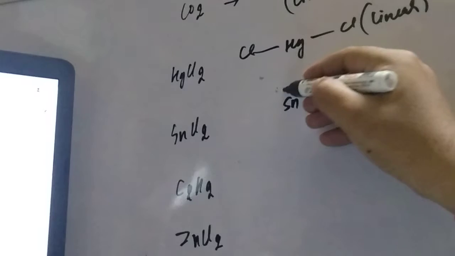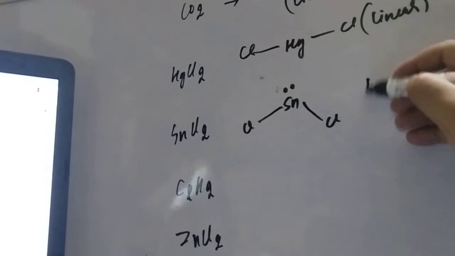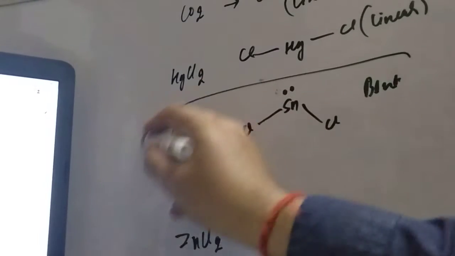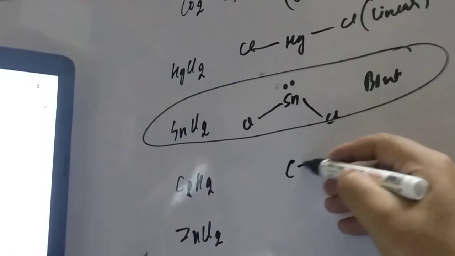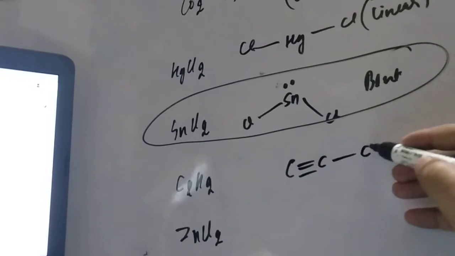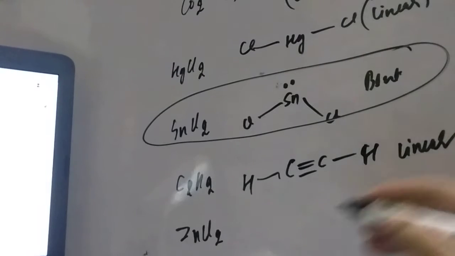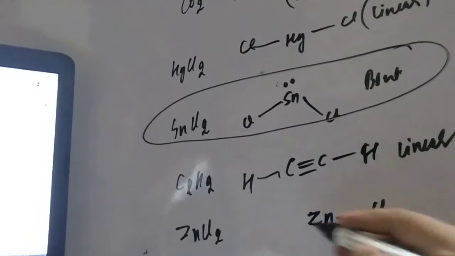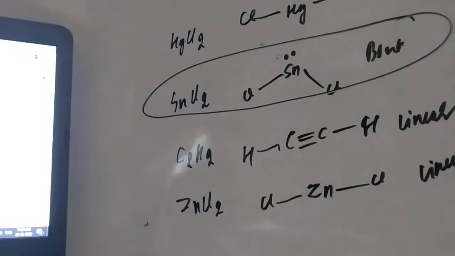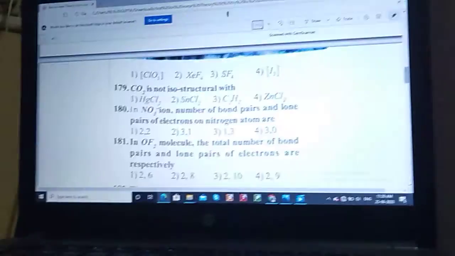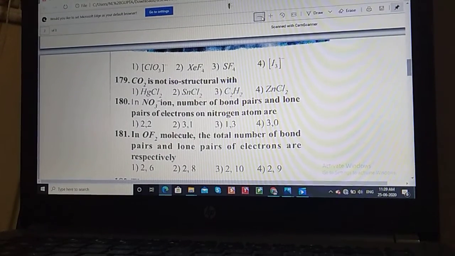Sn belongs to group number 14. So here is the Cl. So this we already got, student. Our option is option number 2. And C2H2, you know, student, this is also C triple bond C, here is hydrogen and here is hydrogen, so it is also linear. And if you talk about ZnCl2, here is Cl and here is Cl, student, so this is also linear. So the correct option will be SnCl2, student. You can check in the slides also. So for 179, the correct option is option number 2.